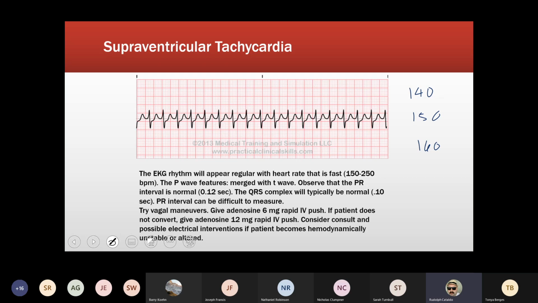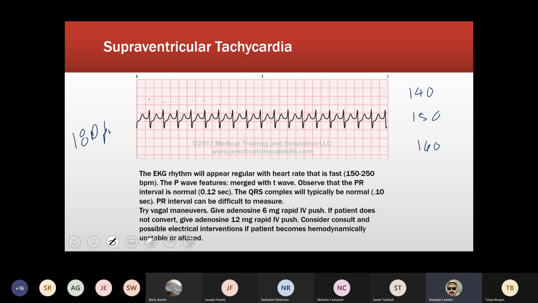The big thing for me to determine if this is SVT isn't the rate. I know it's fast by looking at it. It's the fact that I can't tell if that's a P wave or a T wave. It's going so fast that I can't tell if that's a P or T wave. So what is the rate on this? 180. Okay, 180 beats per minute.